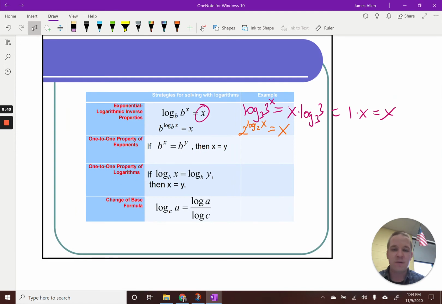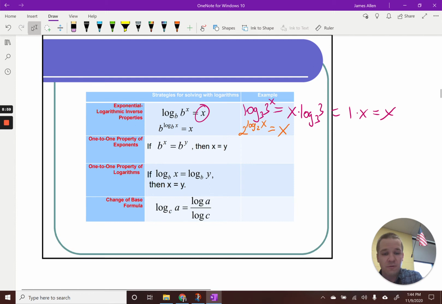All right, 1-to-1 property of exponents. We've already seen that one. B to the x equals b to the y. The exponents are equal. The 1-to-1 property, we literally just used that. And then change of base formula. This is handy if you have a TI-83 or you don't have the alpha math feature, the log base feature on your calculator.